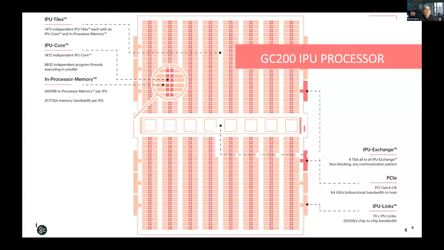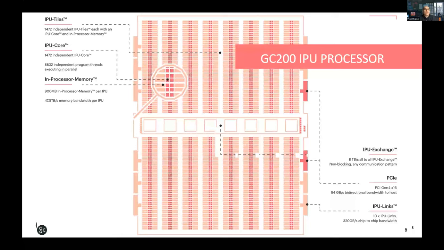This is the smallest portion. This orange or red type of squares is the cores. And just close to them, you see the rectangles, which are the memory, which are coupled to the execution engine, to the IPU cores.